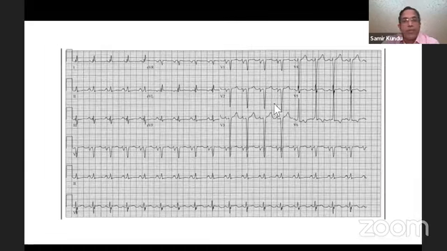This is the Goldberg criteria. In the precordial leads, total height of the QRS is less than 8 millimeter, and RS ratio in lead V4 is less than 1, and the combination of the two is more than 45 by Sokolow-Lyon criteria. So these are the ECG features of dilated cardiomyopathy.